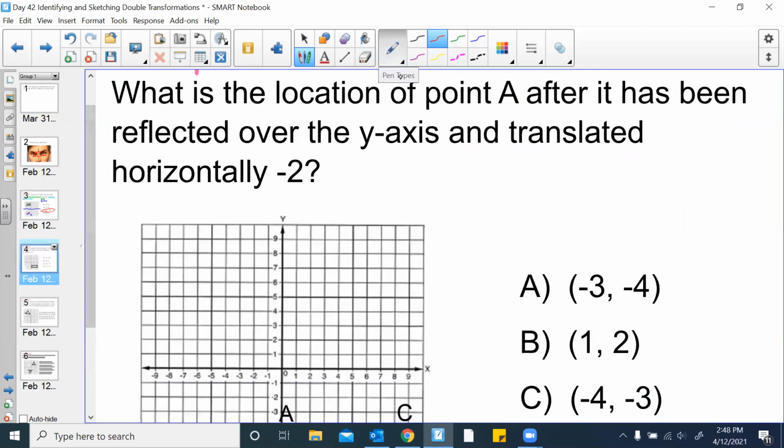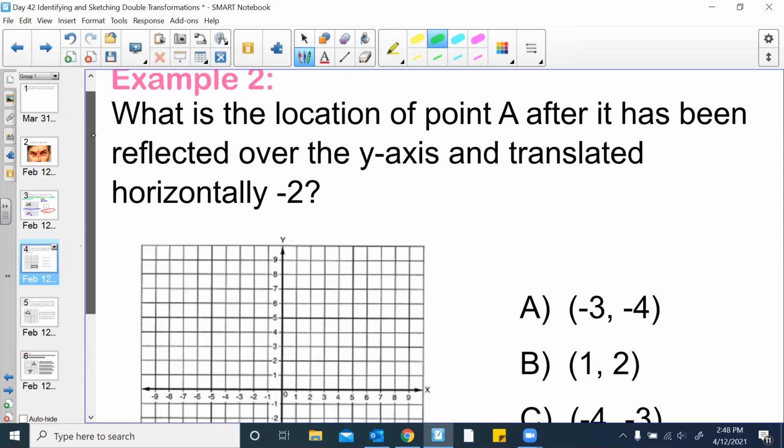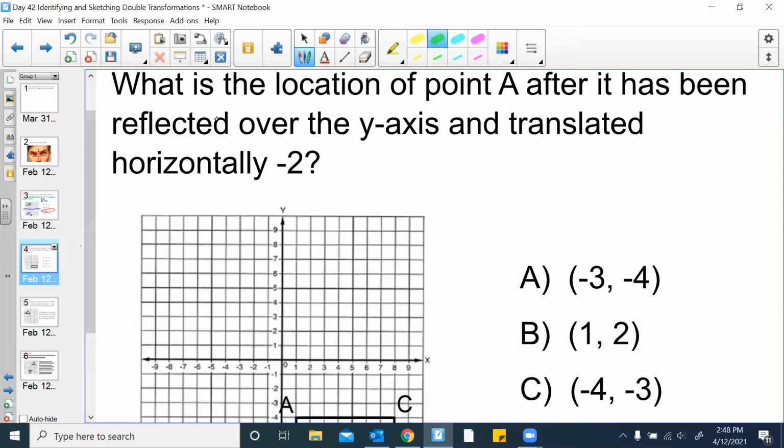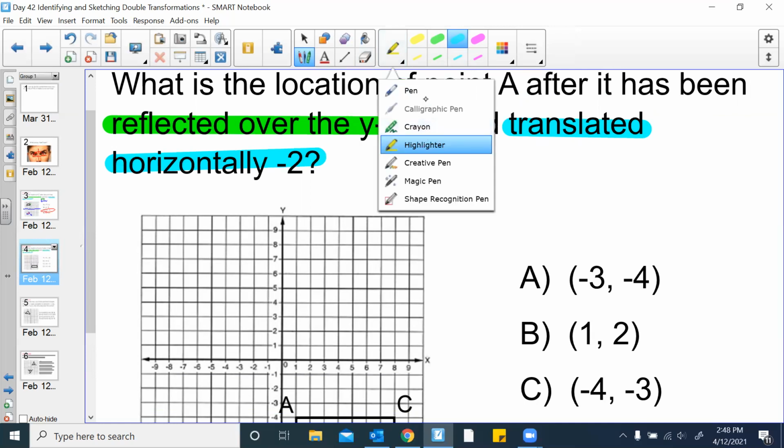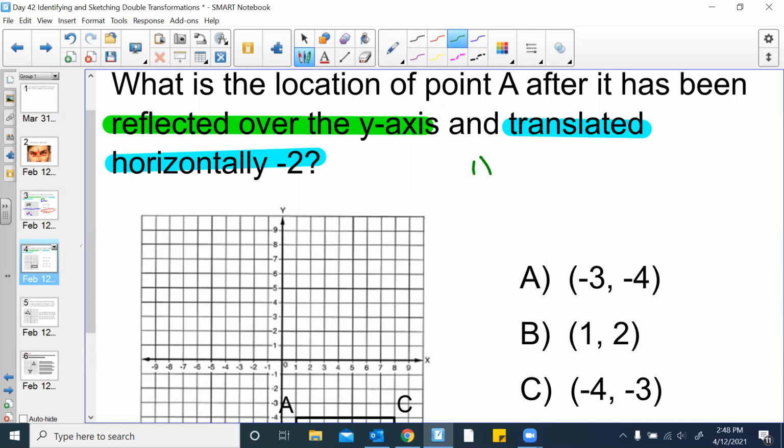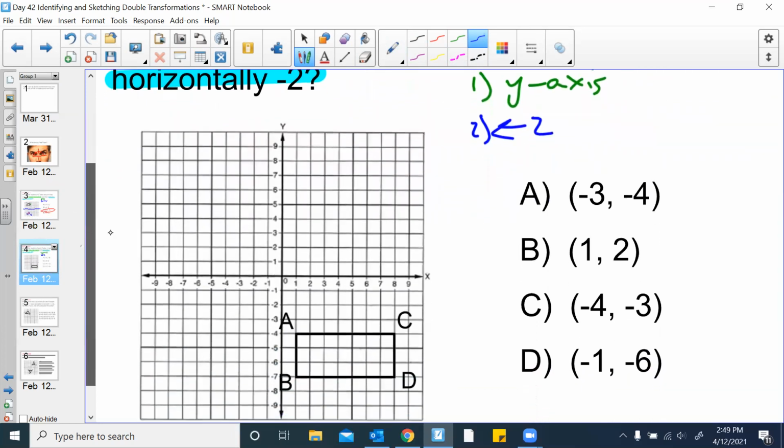All right, another one. Location of the point after A has been reflected over the y-axis and then translated horizontally -2. Again, it's really important that you guys do these in order. All right, make sure you do them as you read it. So first we're going to reflect in our y-axis, and then we're going to translate horizontally, which is left or right. But because it's negative, we're going to go to the left 2. And we're just looking at point A.